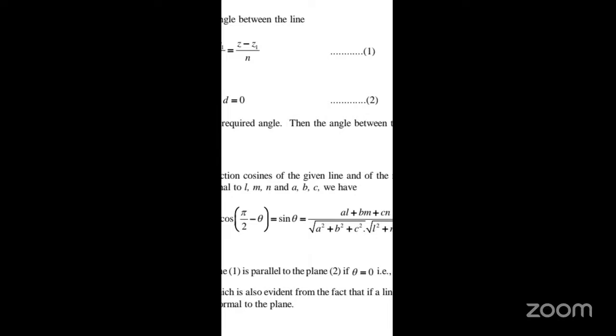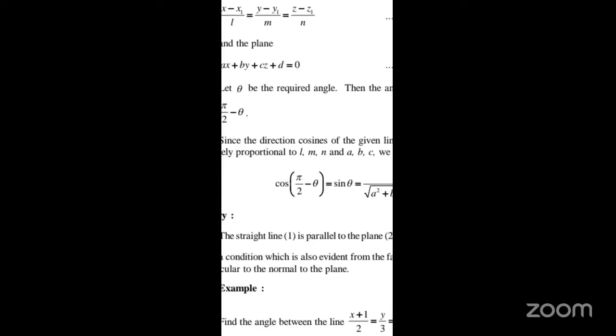AL plus BM plus CN by root of sigma A square into root of sigma L square. Sigma A square means A square plus B square plus C square. Sigma L square means L square plus M square plus N square. This is also, suppose the line is parallel to the plane. The condition for a line parallel to the plane is the reverse of this part. Okay, so parallel means the theta value is 0 degrees. So sin 0 is 0. We are getting AL plus BM plus CN equal to 0.